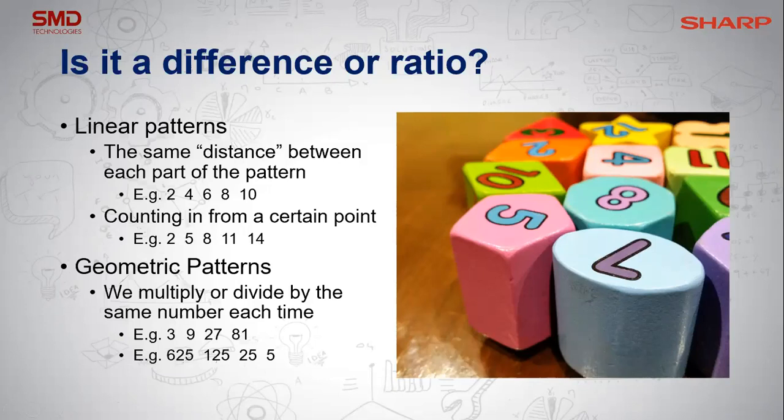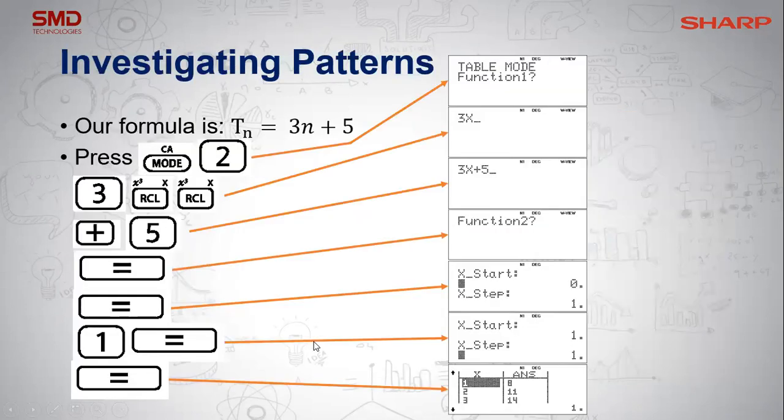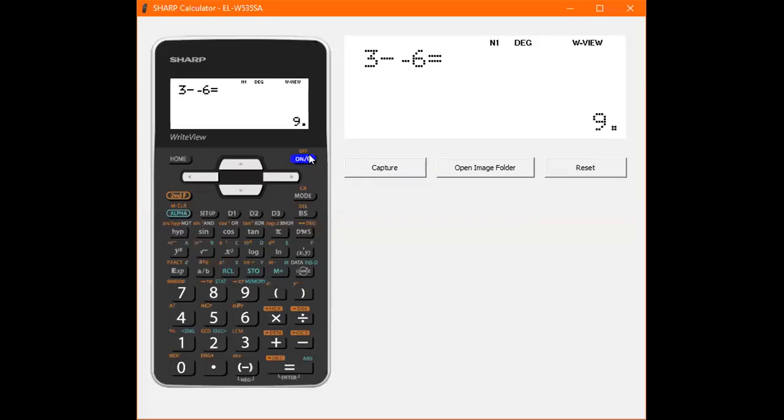And then, of course, geometric patterns, we multiply or divide by the same number each time. So we are then saying 3 times 3 is 9, times 3 is 27, and so on and so forth. Okay, so there's some fun things to do using our table mode, and it talks about the investigation.